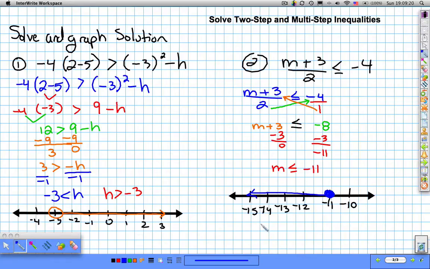So when we solve these types of inequalities, two-step or multi-step inequalities, again, we approach it with the mindset of it being an equation. We just have to be careful if we multiply or divide by negatives, which the only case we had to do was in this case because h had a negative 1 in front of it. And in that case, when we do multiply or divide by a negative number, we have to flip the sign.